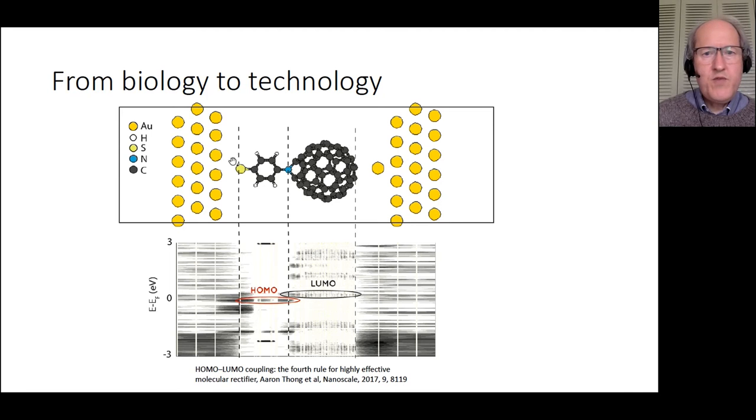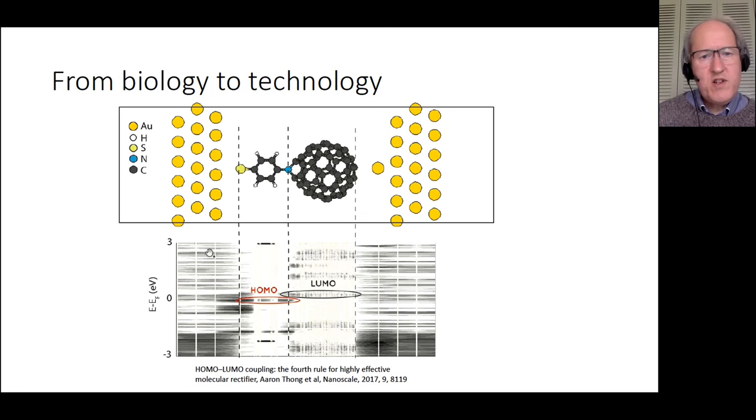And then you need to form electrical contact, so that's done in the usual way with two pieces of gold and a thiol in the case of the benzene, and just sort of physical contact, I suppose, between the gold and the buckyball in the case of the buckyball.